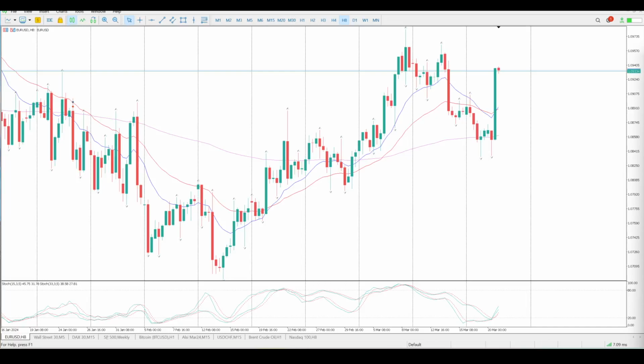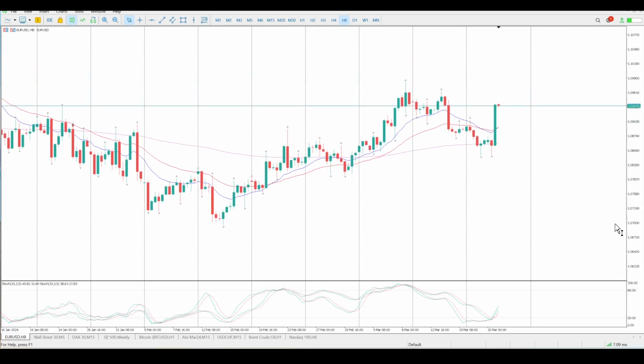Good morning, everybody, and this is EUR/USD setups for today. So, three rate cuts factored in, and the market responded with a fairly strong engulfing bar.